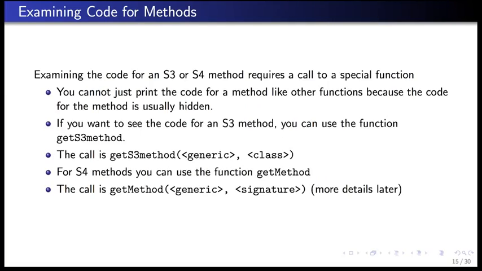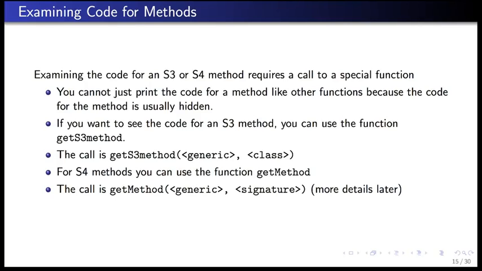If you want to look at the code for an S3 or an S4 method, it's a little bit more complicated than just printing out the code for a function. For a standard function, if you just type out the name of the function and hit enter, it will print out all the code that's in that function. But it doesn't quite work that way for methods. If you want to see how the mean function works for a particular type of data, you have to use a function to get the code for that method. You can't just print out the code.